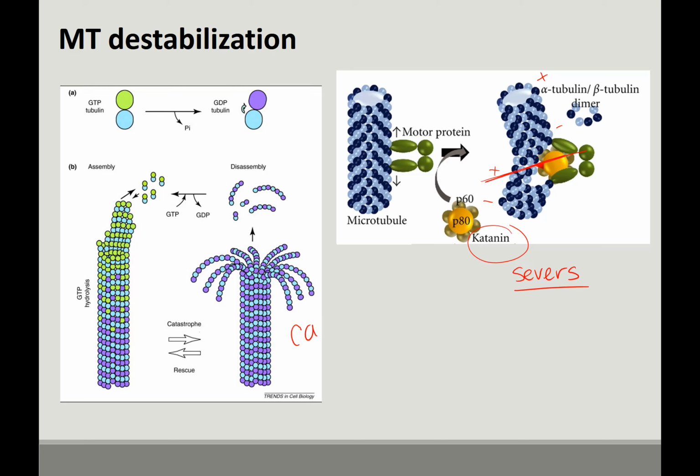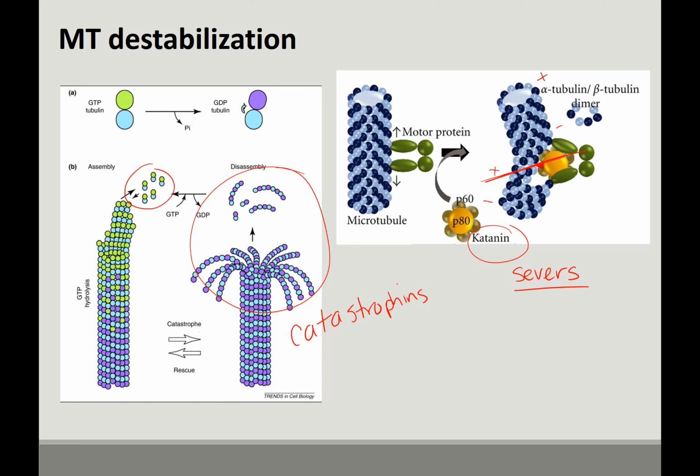Catastrophins, these are on your chapter objectives. Catastrophins would be something that's working right here. They promote catastrophe. They promote destabilization.